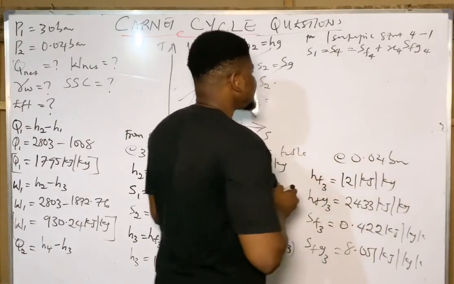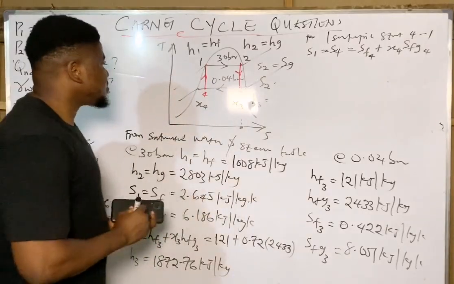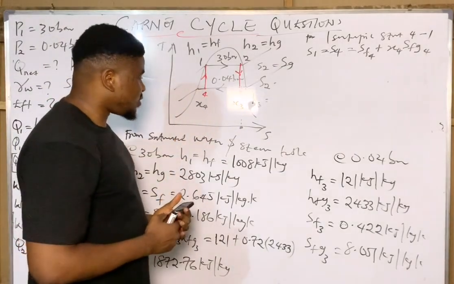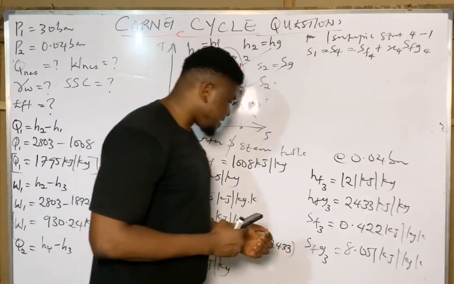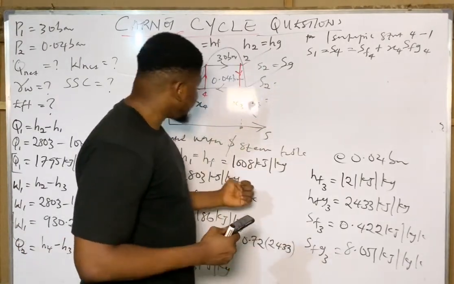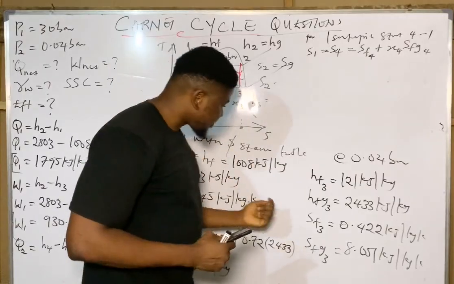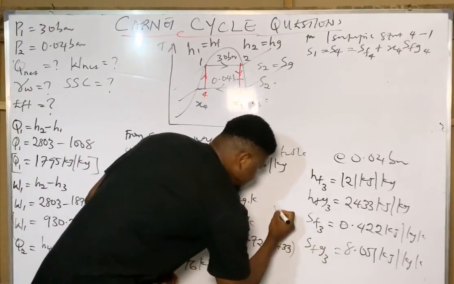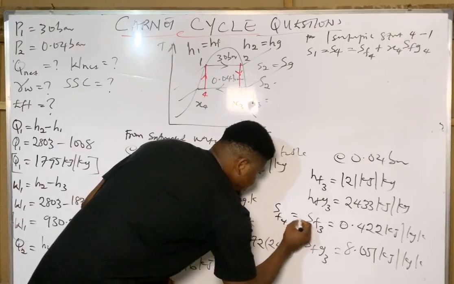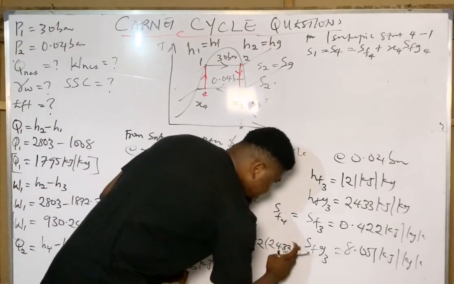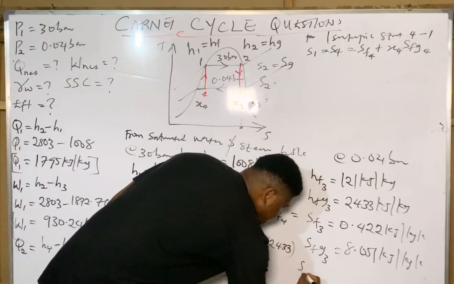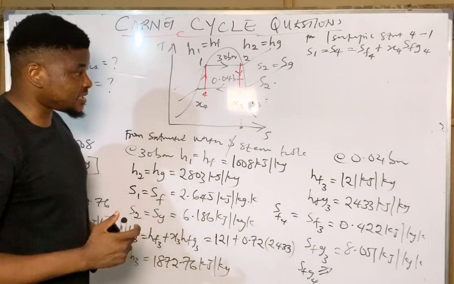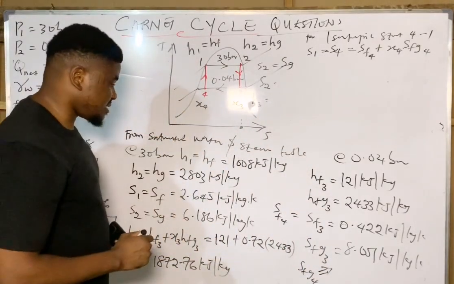SFG4. It is important to know that state 3 and state 4 operate at the same pressure. So if they operate at the same pressure, it means that SF3 is equal to SF4. So this is also our SF4 because they operate at the same pressure. Same thing for SFG, this is also going to be SFG4. Just keep that in mind.